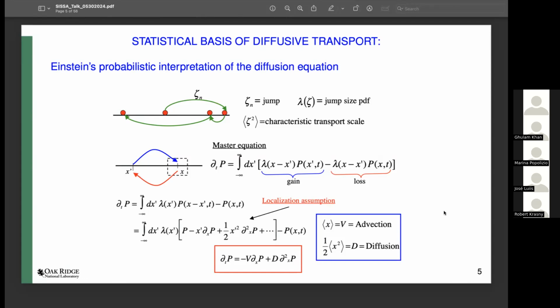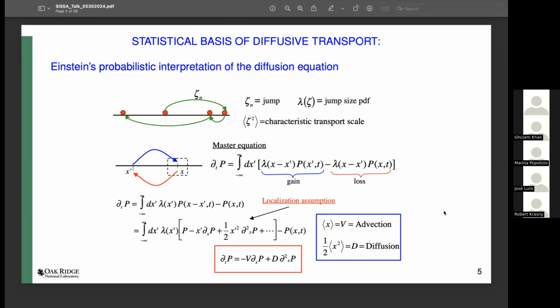Then you write the master's equation, which is a universal equation. It's just a conservation law. That cannot be changed. I mean, this is an untouchable law. But what happens after is the part that can be a little bit questionable, because what you do is the so-called localization assumption that allows you to do a Taylor expansion of the master equation and conveniently truncate the expansion to second order to get an advection-diffusion equation.